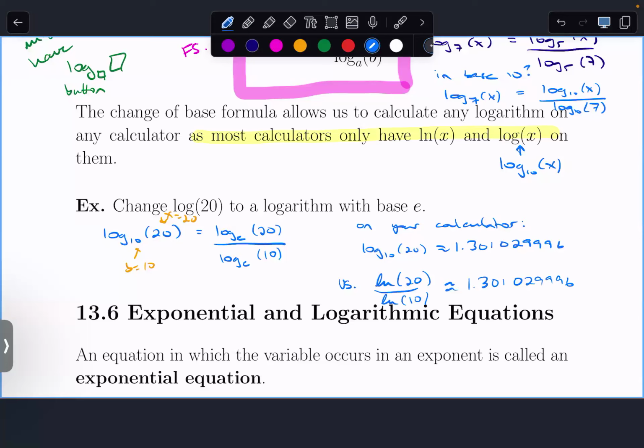I'm just showing how the change of base works here. I'm just confirming on your calculator what we were doing, just using the change of base formula.